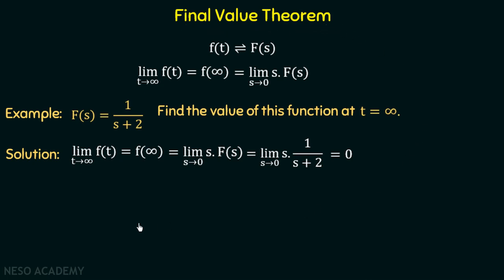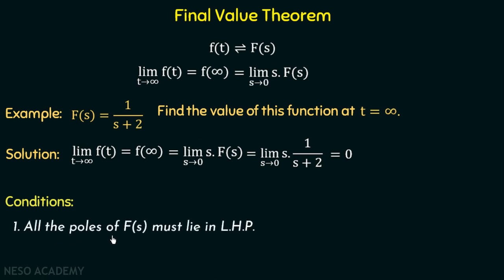We will now move on to the conditions of the final value theorem. For the final value theorem to be applicable, the signal F(s) must satisfy two conditions. Condition number 1: all the poles of F(s) must lie in the left half plane.